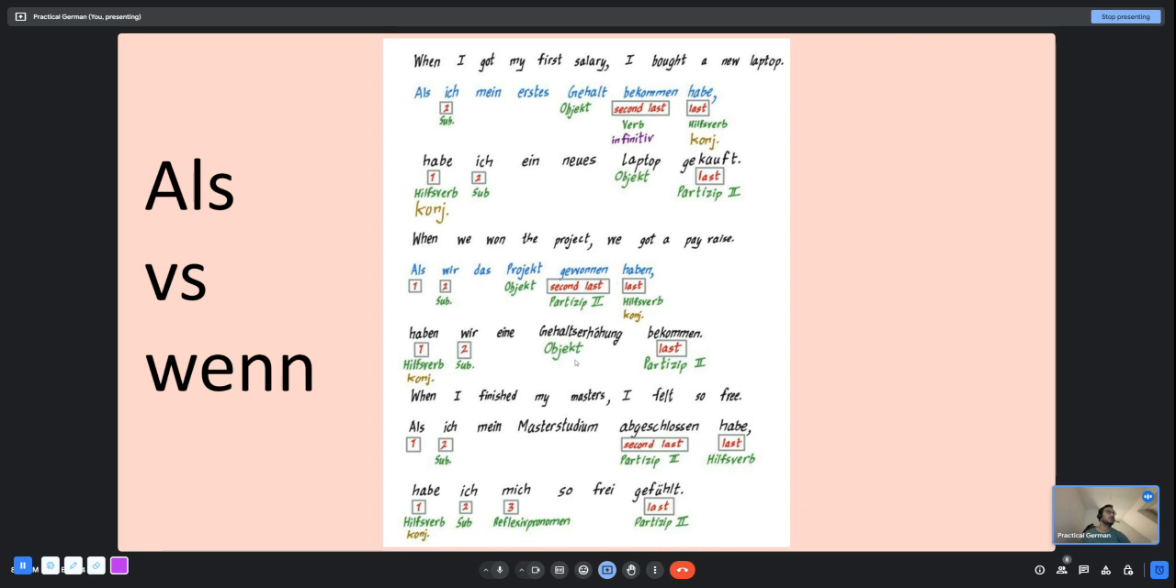Next one: when we won the project, I think this was right. Als wir das Projekt gewonnen haben, habe ich mich so frei gefühlt. You said fühlte ich mich so frei. That's what I know. It's like you said, als ich mein Masterstudium abgeschlossen habe, fühlte ich mich so frei. That's now wrong. You did not, you used Präteritum, right? So you did not go the Partizip II way. That was right. I'm just using habe ich mich so frei gefühlt because I think Präteritum is a little bit difficult to remember, but fühlte was correct.